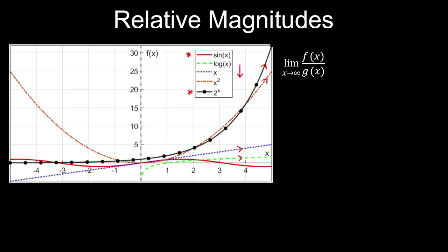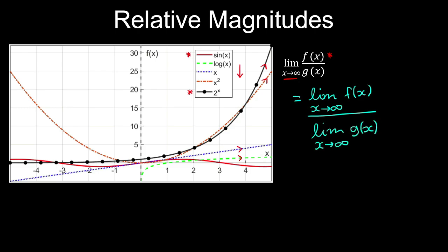So to determine the relative magnitude of a function f of x with respect to g of x, we take the limit of their quotient as x approaches infinity. And if you have asymptotic behavior, then this can be written using the quotient rule as follows. So if these functions approach horizontal asymptotes, and they don't grow indefinitely as we can see here, we can obtain a finite relative magnitude of the function f of x with respect to g of x.